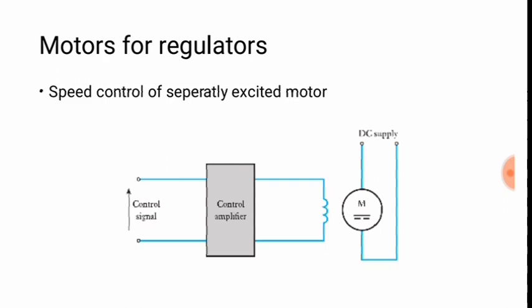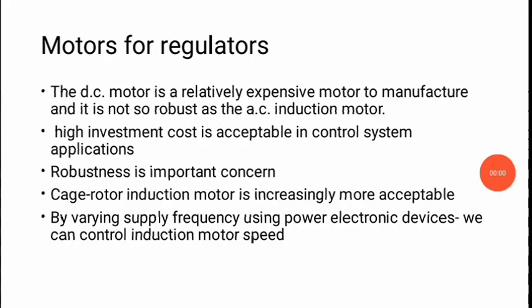If the current through the field winding is higher, it produces more flux. More flux means the speed of the machine reduces. If the current through the field winding is low, flux also reduces, but the speed increases. Thus, by controlling the current through the field winding, we can control the speed of the motor. Thus, for speed control applications, we can use a separately excited DC motor.